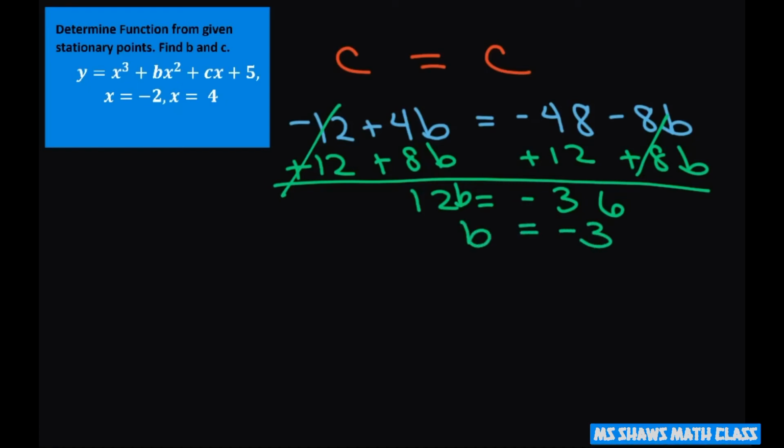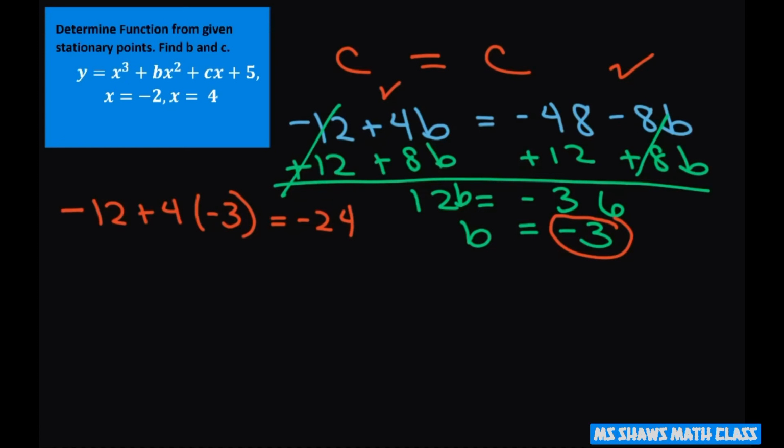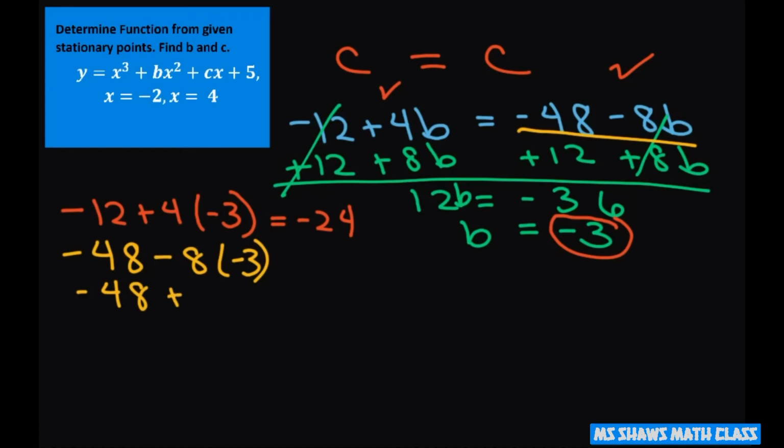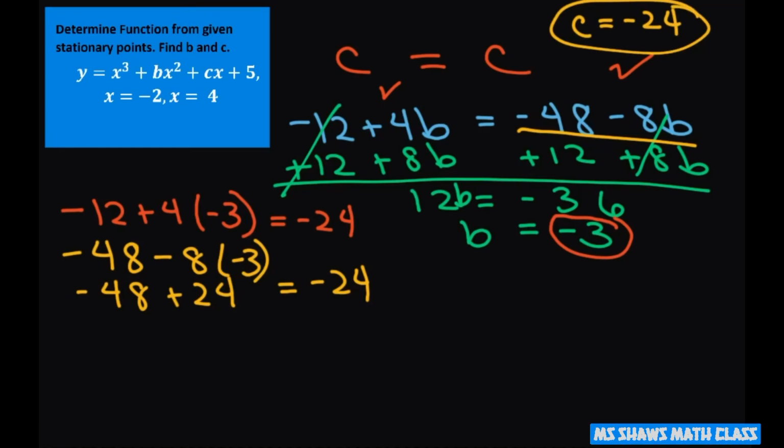Now to find your c, we can just plug this -3 into either one of these. So I can put -12 plus 4 times -3, and that gives me -24. If you want, go ahead and do this one as well, and just make sure we did it right. -48 minus 8 times -3. That's going to be -48 plus 24. That also gives you -24. So c equals -24. We have our b, we have our c.